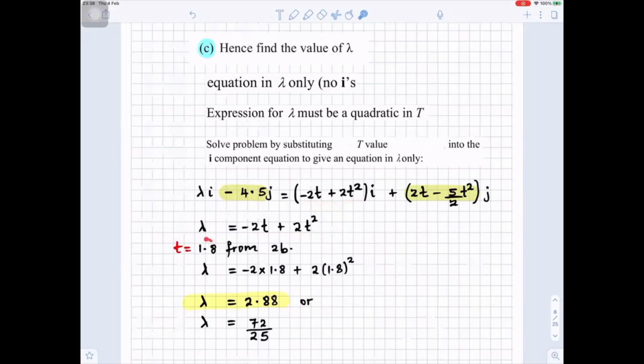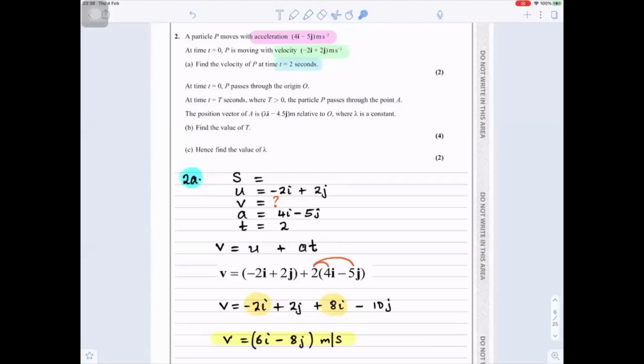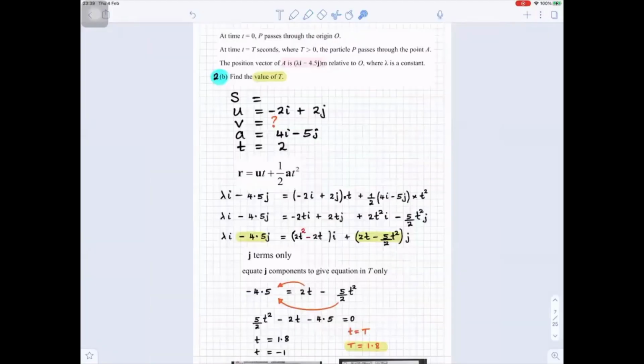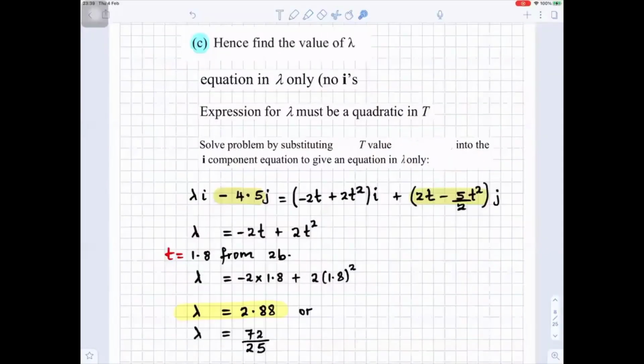So we know t is 1.8, so we substitute 1.8 for t. So it becomes minus 2 times 1.8 plus 2 times 1.8 all squared. That will give lambda to be 2.88, or 72 over 25. That's question 2a. Question 2b, and question 2c.